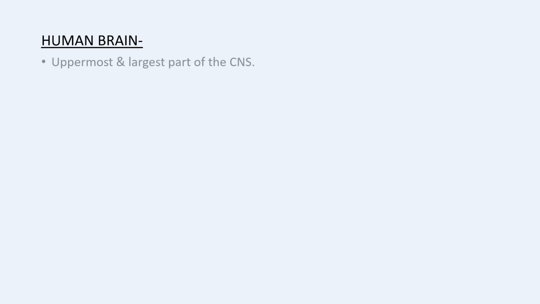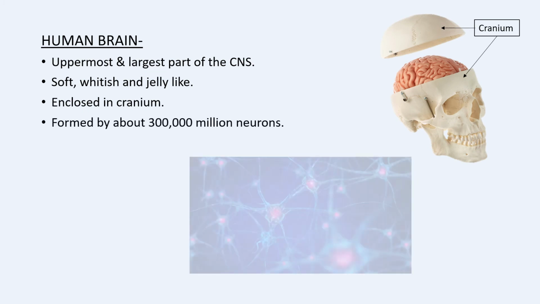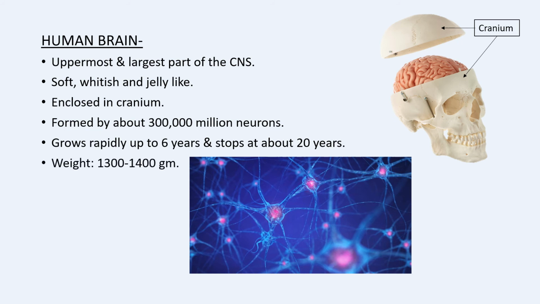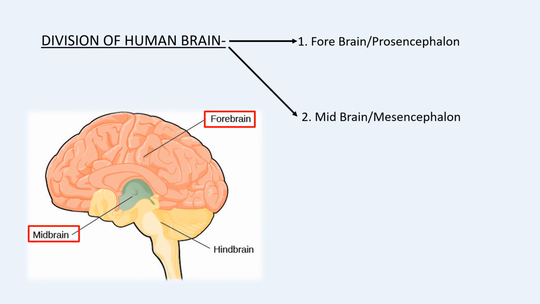Human brain is the uppermost and largest part of the CNS. It is soft, whitish, jelly-like, and is enclosed in cranium. Brain is formed by about 300,000 million neurons. It grows rapidly up to 6 years, and stops at about 20 years. The normal weight of a human brain is about 1,300 to 1,400 grams, and normal volume is about 1,300 to 1,500 cc. The human brain is divided into 3 parts: the forebrain, midbrain, and hindbrain.